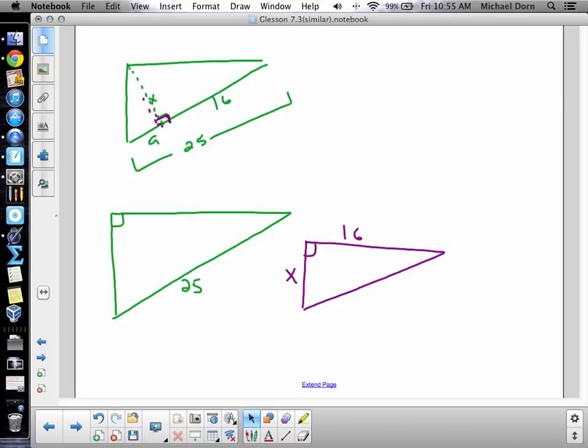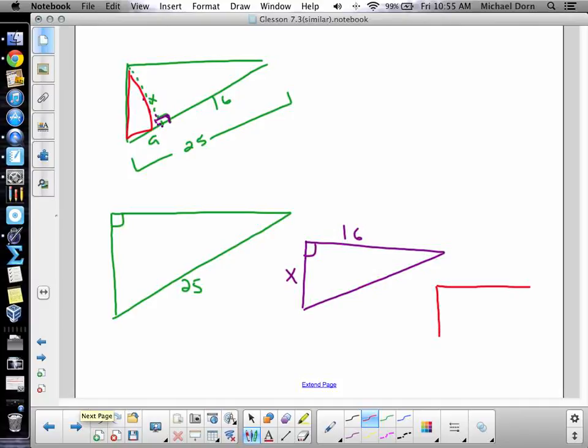Third triangle is the one over here. So again, I'm going to reorient it so it's the same way as the other two triangles. And what do we know? Well, I know my short leg is 9. My long leg is x. My hypotenuse, got nothing.